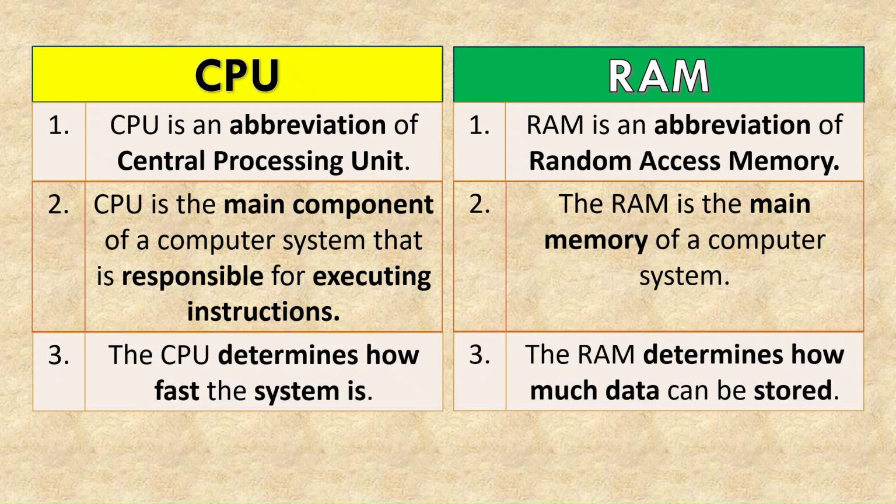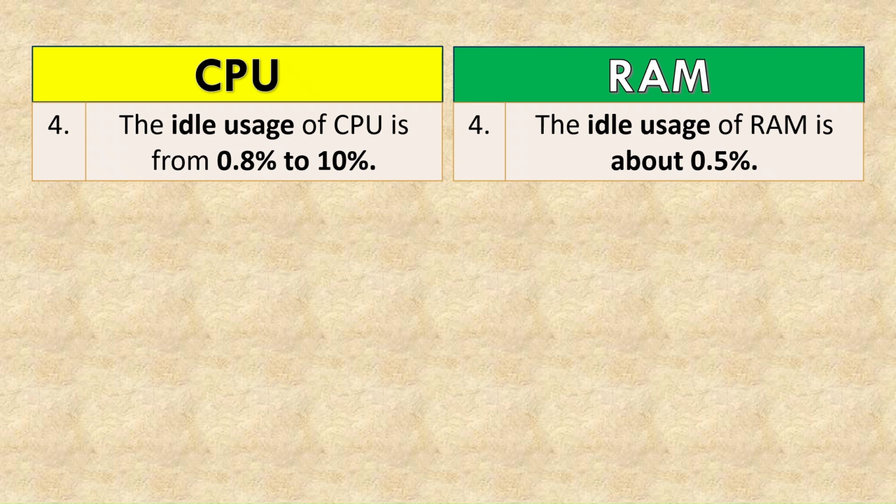The CPU determines how fast the system is. The RAM determines how much data can be stored. The idle usage of CPU is from 0.8% to 10%. The idle usage of RAM is about 0.5%.